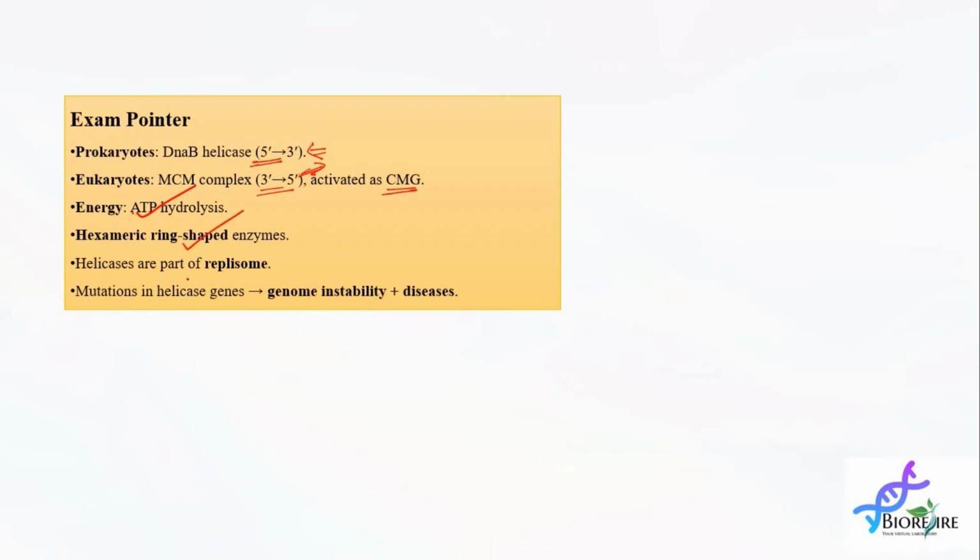It is a hexameric ring structure. Helicase is a part of the replication machinery. Mutation in it will cause genetic instability and diseases.